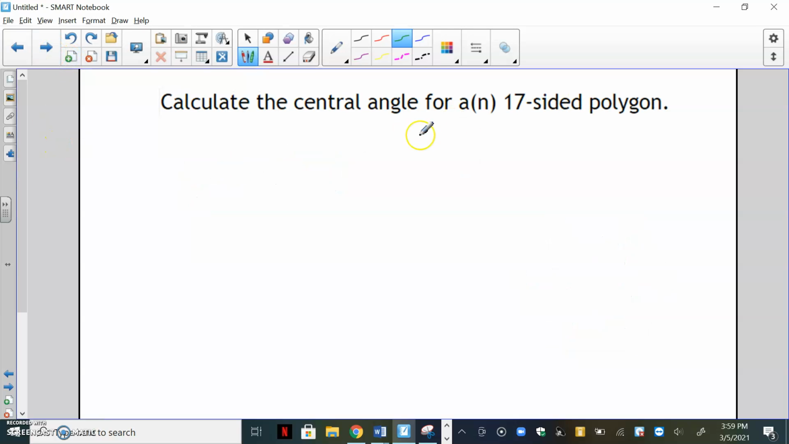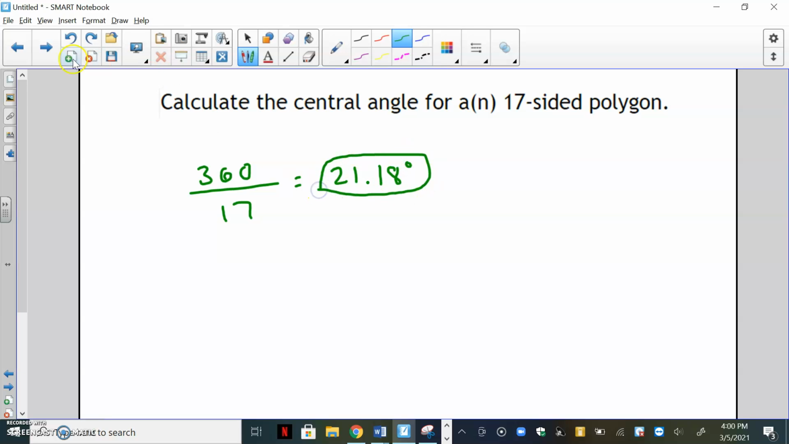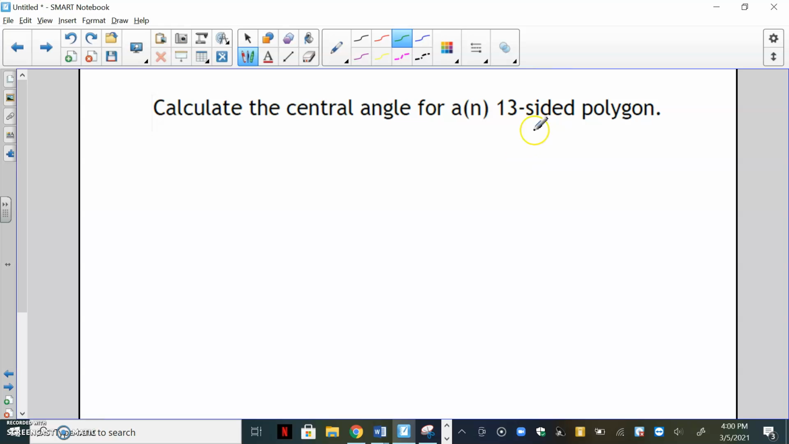Let's try another one. Calculate the central angle for a 17-sided polygon. 360 divided by 17. You're going to need your calculator for some of these because sometimes you can get decimal numbers. So 360 divided by 17 is going to give us about 21.18. Let's do one more: a 13-sided polygon, so 360 divided by 13. This is another calculator question. We end up getting about 27.69 degrees.